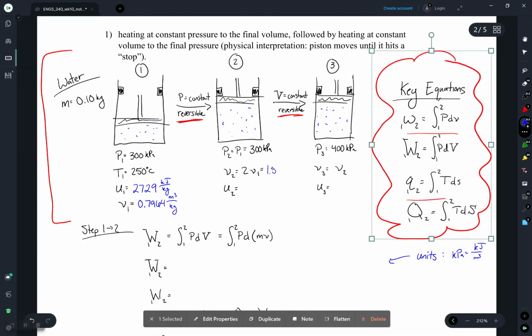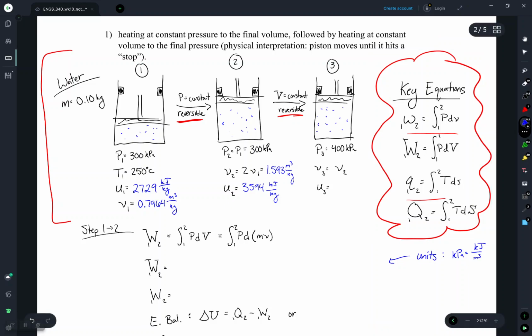Again, we did this in class, 1.593 meters cubed per kilogram. And that allows us to look up the internal energy, which is 3594 kilojoules per kilogram. We can look up then, again, the pressure, using pressure and volume, we can look up internal energy now for state 3, which would be 4273 kilojoules per kilogram.